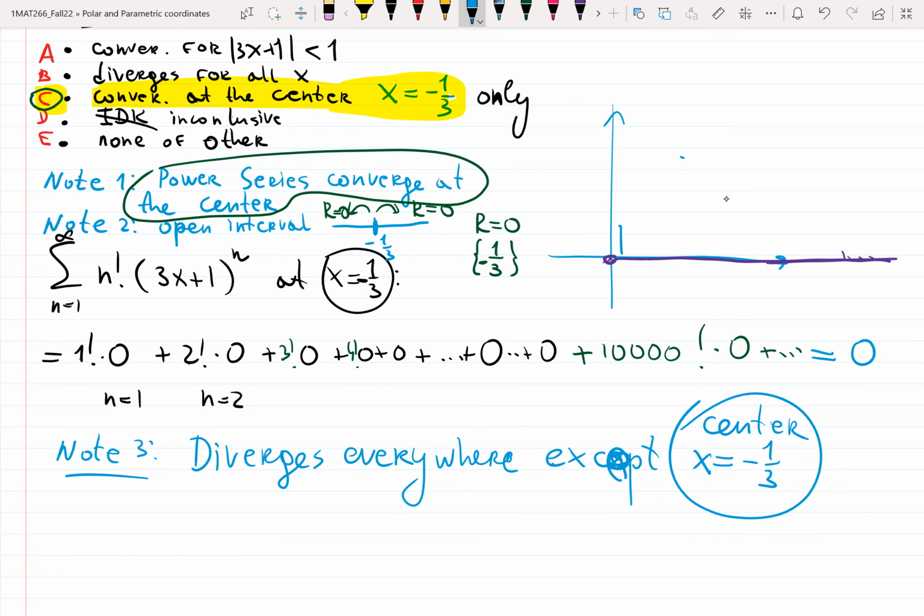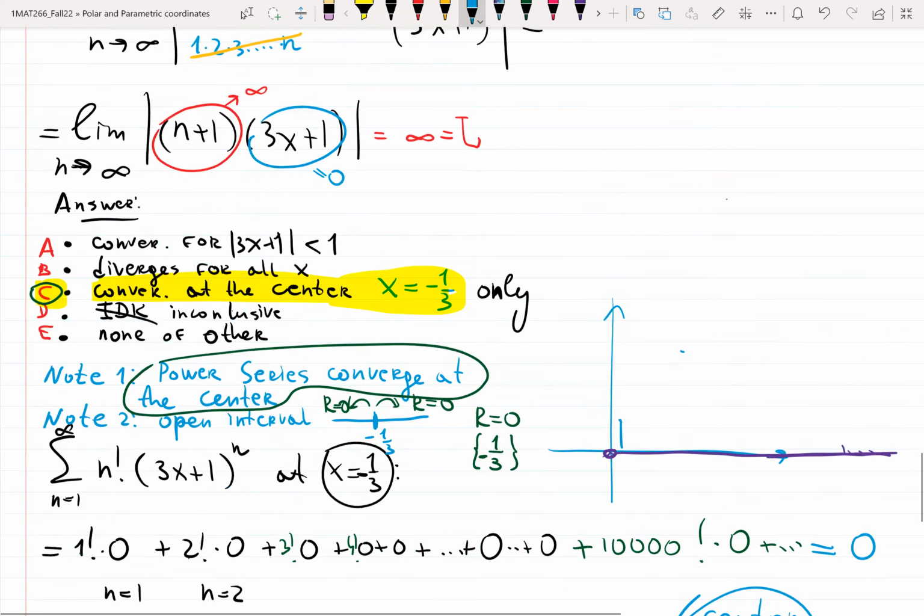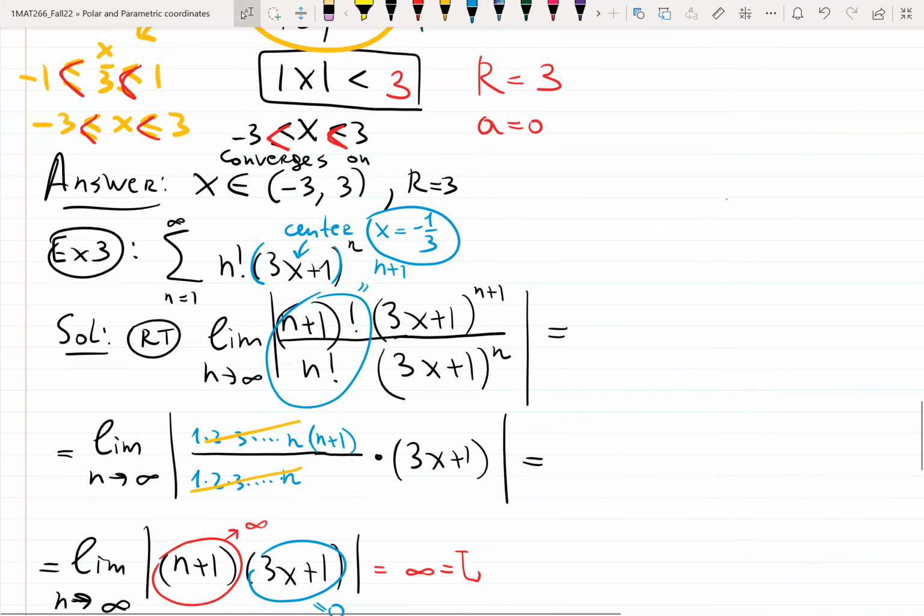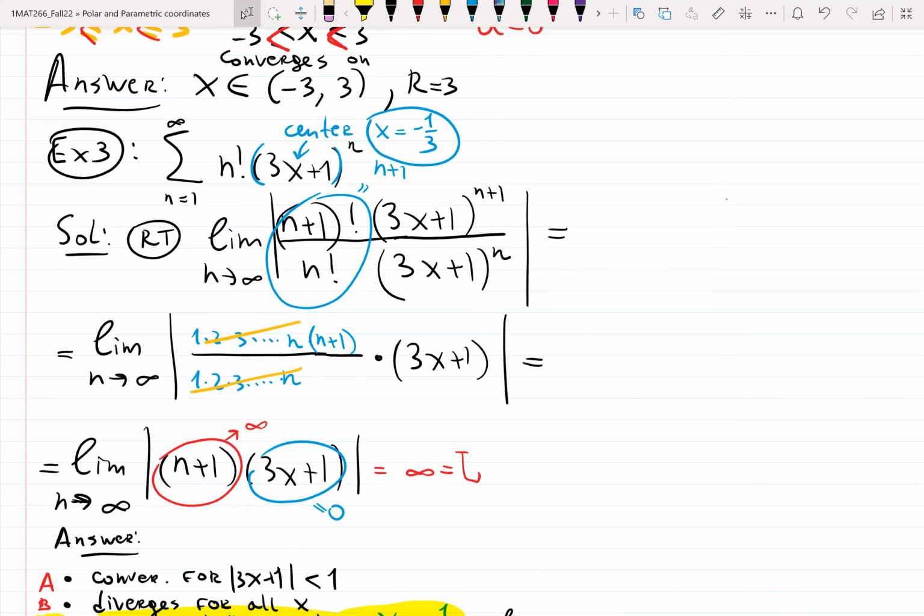Moving on. What if the series didn't have the 3x plus 1 factor? Very good question. Then the answer is it diverges. Yes, very good question. There was an example like this in the review as well. You see, that's very smart that you asked that. So let me find this example. I remember it was there on the review. If there's no x, then it diverges everywhere.